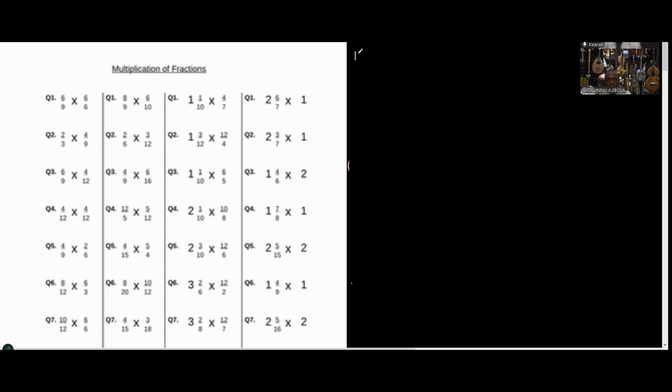For the first one, number one, we have 6 over 9 times 6 over 6. So I could divide any of the 6, 6 here 1, 6 here 1. Then we have 1 times 6, which is 6. Then 9 times 1, which is 9. So all I have now is 6 over 9. I can divide it by 3. 3 in 6, that's 2. And 3 in 9, that's 3. You understand, right? Then the second one, we have 2 over 3 times 4 over 9.